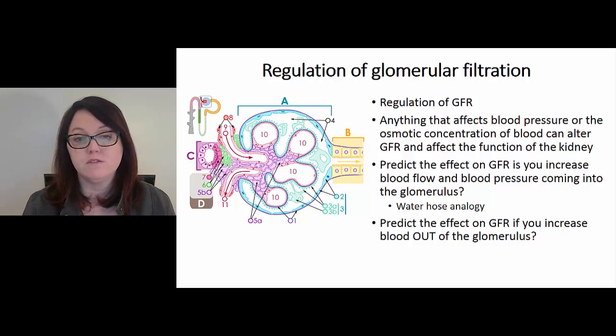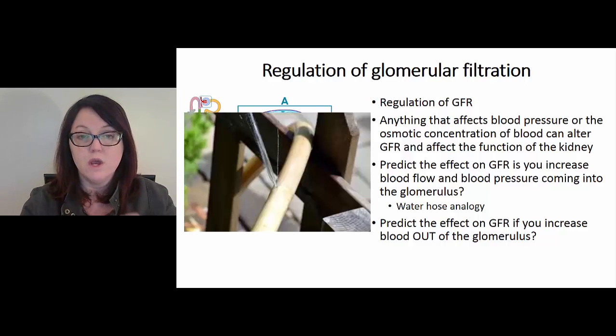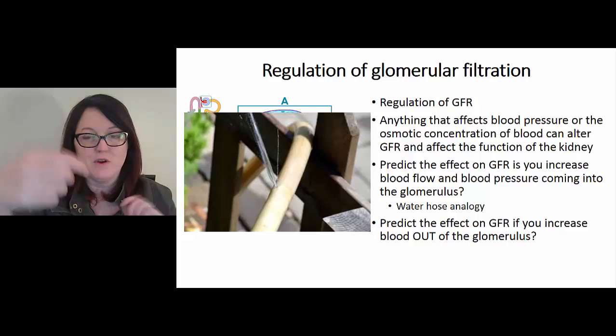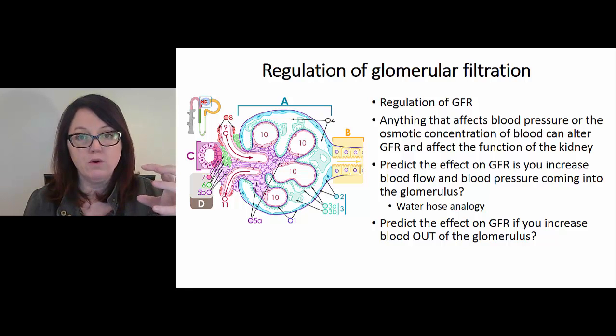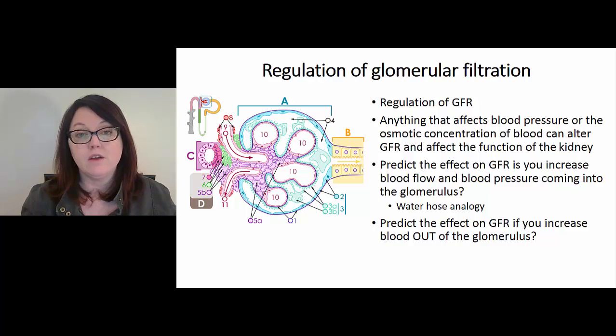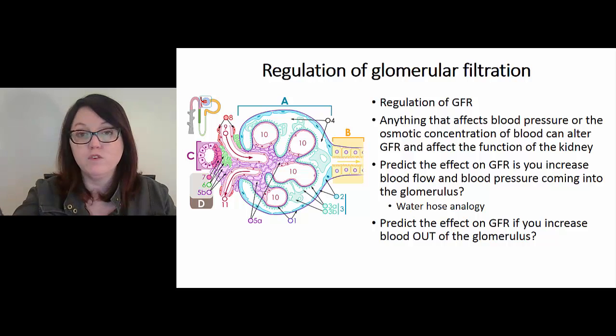If you think of your glomerulus as being like a garden hose, but your garden hose has holes in the wall of the hose, so you've got water squirting out of the little holes in the wall of this garden hose. If you increase the water pressure coming into the hose, then you're going to get more water squirting out of those tiny little holes. So essentially, this is how the glomerular capillary is going to work. As you increase the blood flow and the blood pressure in the glomerulus, you're going to form more filtrate.